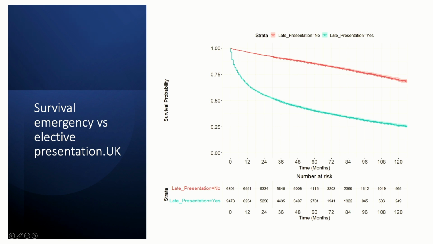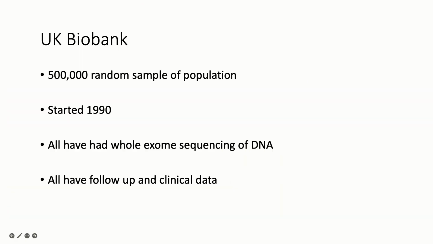We thought it'd be interesting to plot their survival, and lo and behold, those people with a late presentation do much worse. So you can see that the survival is really bad compared to those that present electively and present at an early stage. I guess that might not be surprising, but again, I don't think it's been described before.